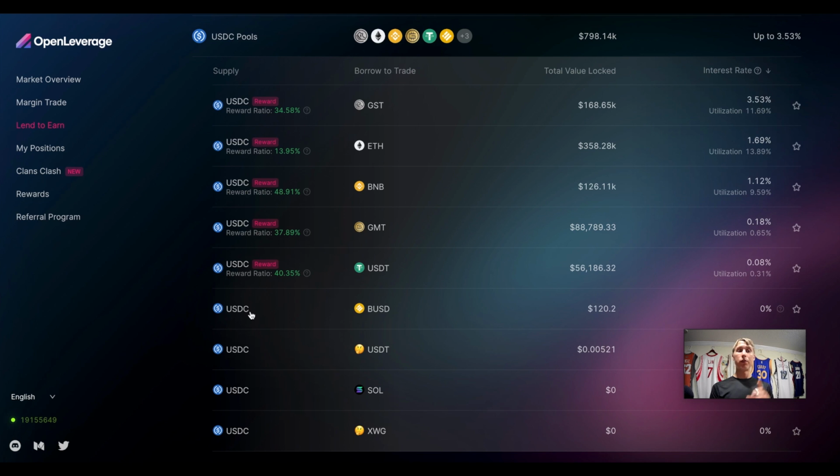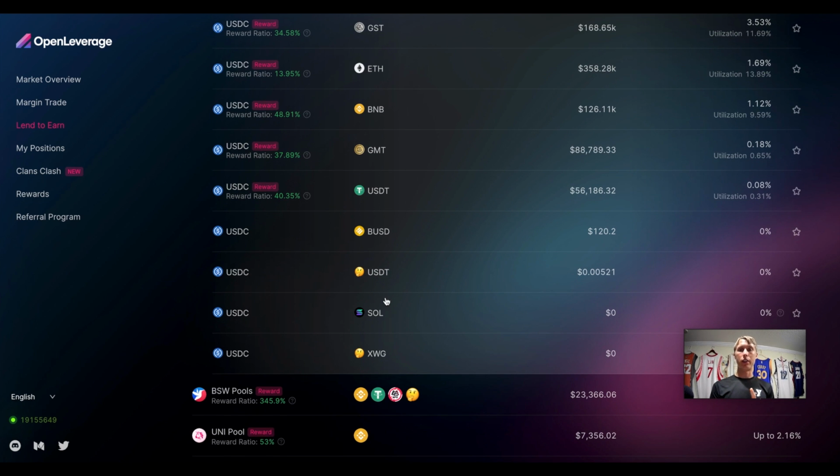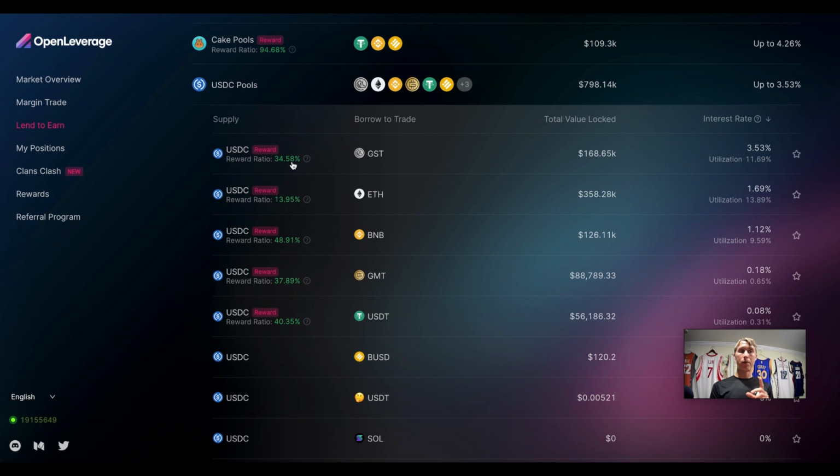Now, remember, some of these pools don't have additional rewards. So you may only be getting this reward. But this one is actually getting 34% because 3% is paid in USDC, or about 3.53, and the other 31% is paid in the OLE token. As you can see here, the ratio used as reference for distribution rewards is the total OLE reward / dollar value of lending. This is something to keep in mind if you're wanting to lend on this platform.